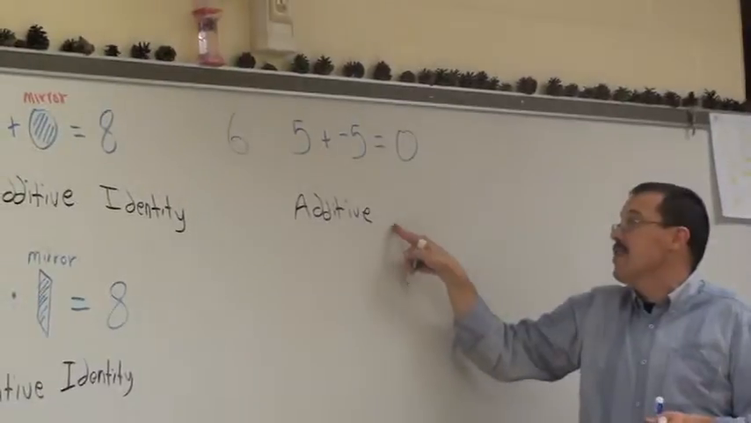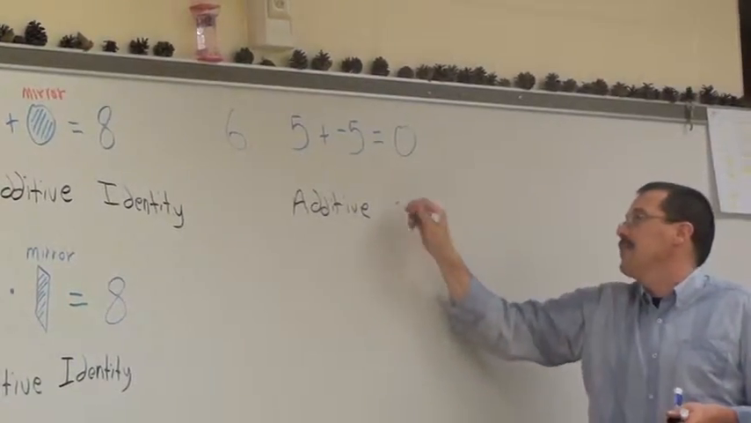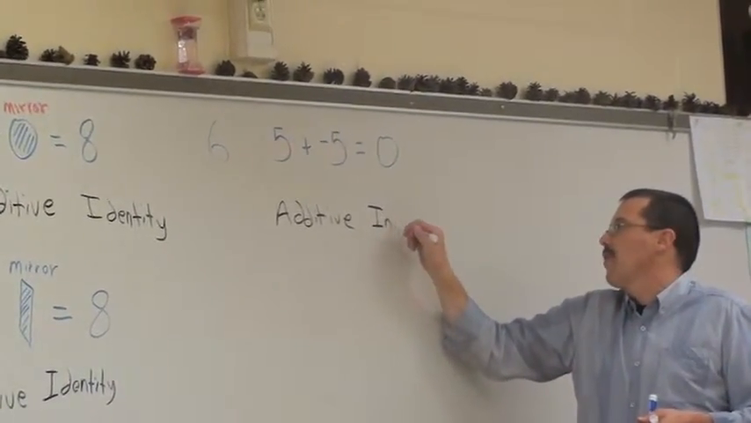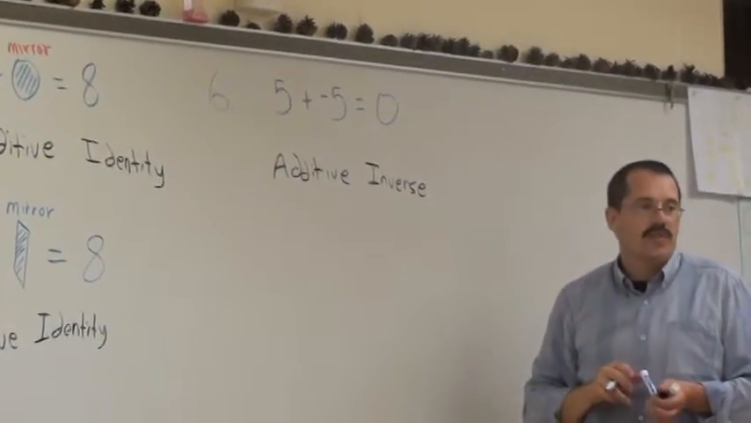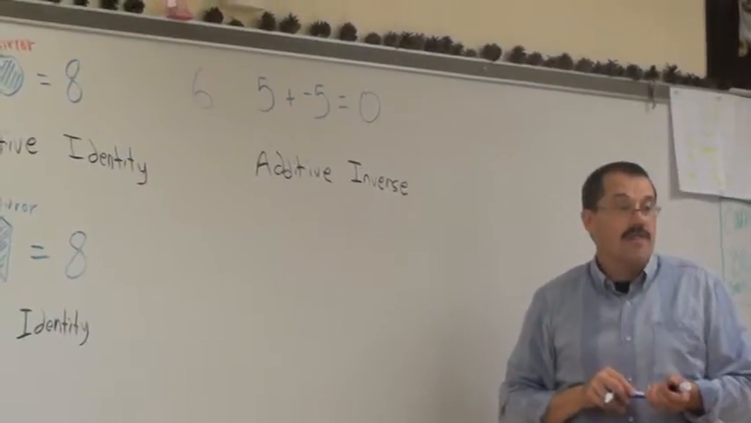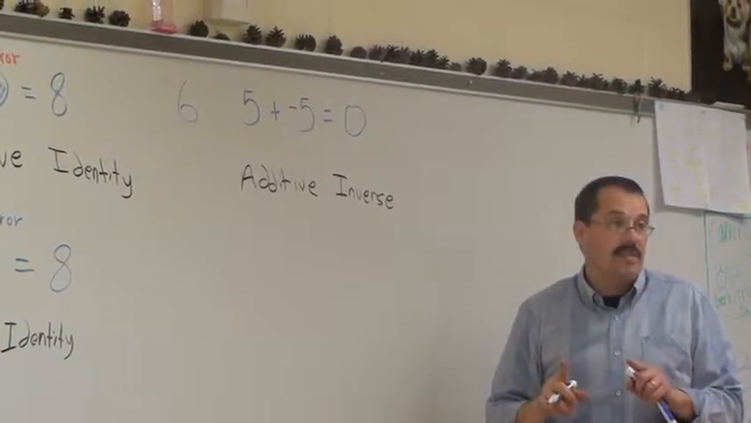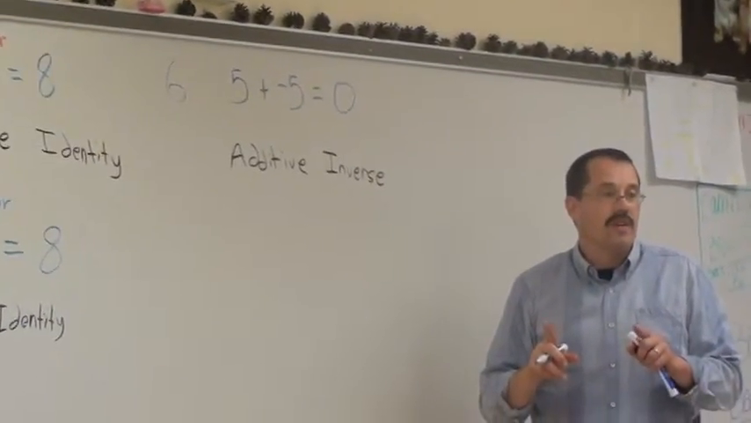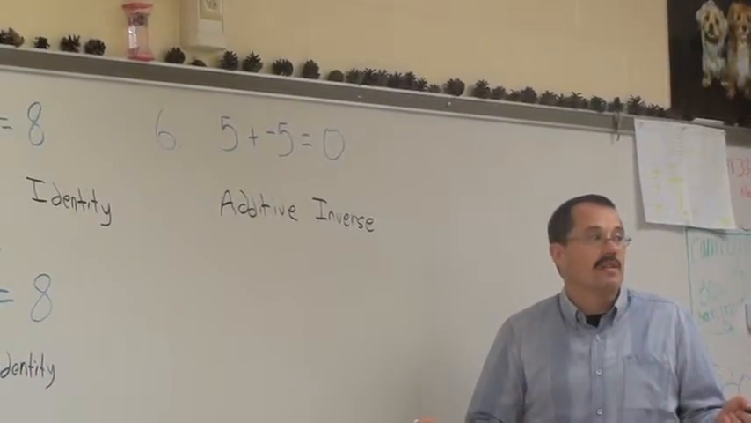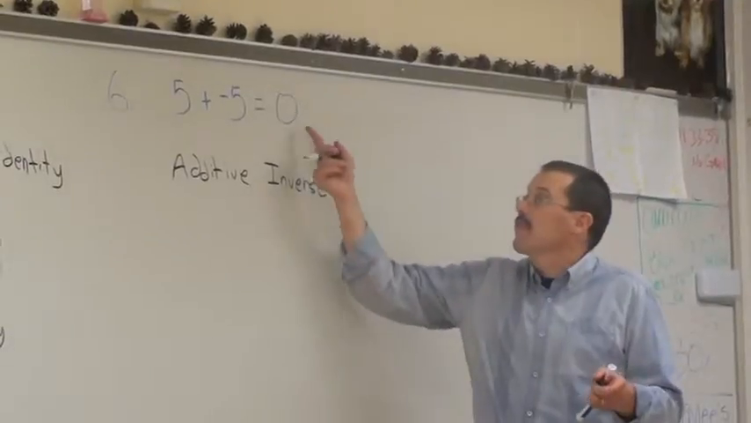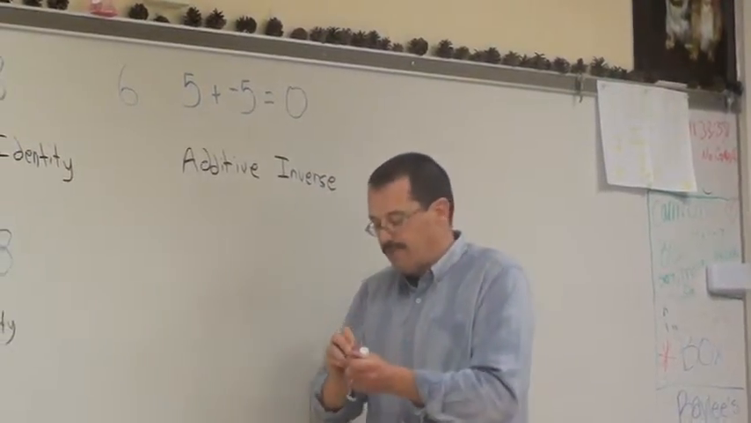Now the last one means the word opposite, but the word they use is inverse. Additive inverse says that when I add opposites, I'm always going to get what? Zero. Okay, number 7.